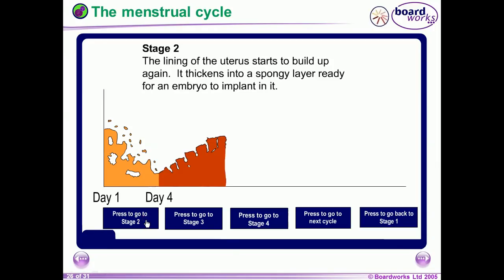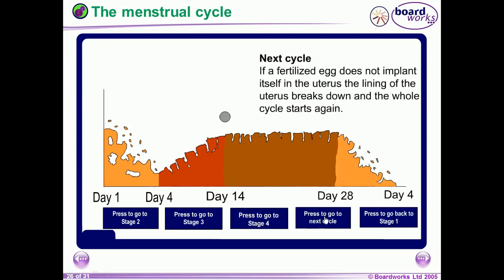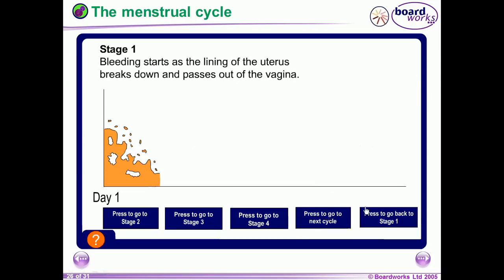And then the next stage is the lining of the uterus, you can see, is rebuilding, is thickening again. And then after an egg has been released, the lining of the uterus, in terms of its thickening, is being maintained. And then if an egg hasn't been fertilized, it then breaks down again and the menstrual cycle restarts.